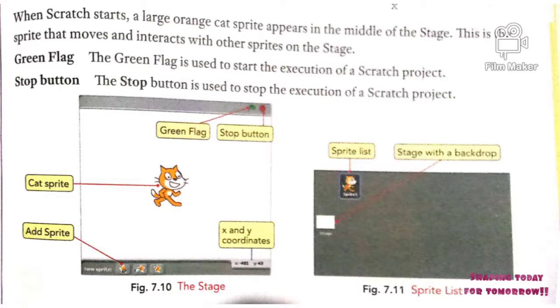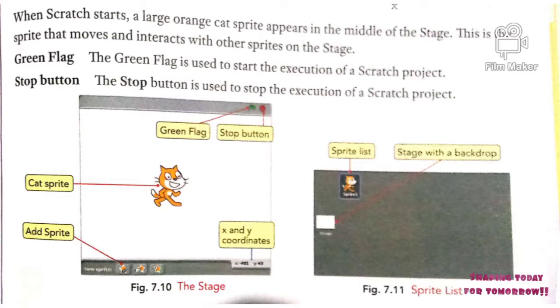Green flag. The green flag is used to start the execution of a Scratch project. So students, if you click on the green flag, the execution of the Scratch project will start. Stop button. The stop button is used to stop the execution of the Scratch project. So if you want to stop the execution of the Scratch project, you have to click on the stop button.